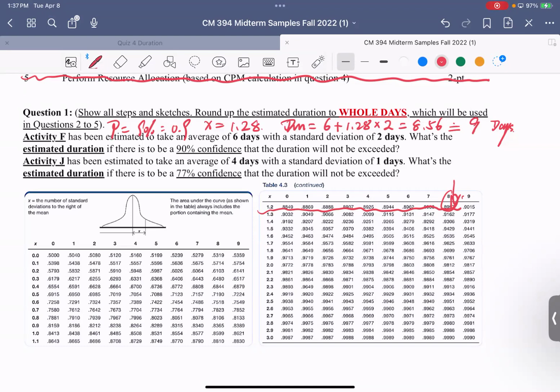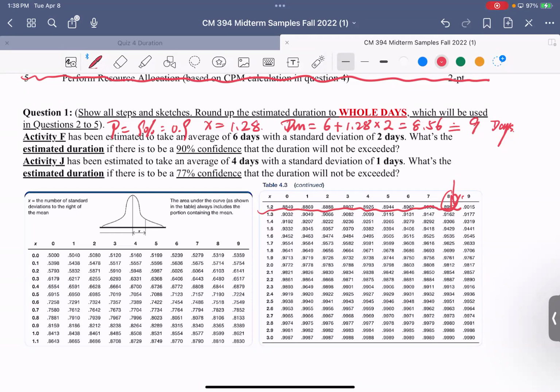What if it was 9.1? Would you round down? If you get 8.01 you round up to 9, and if you get 7.99 you round up to 8. Why? To account for the extra time. You still need to schedule 1 day for that 0.1 day, right? All right, so this is for the activity F.